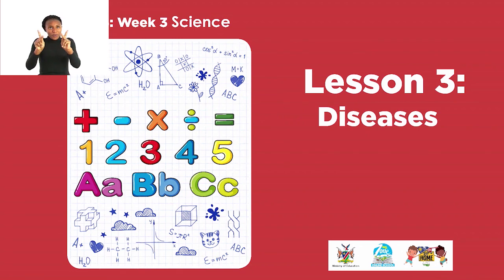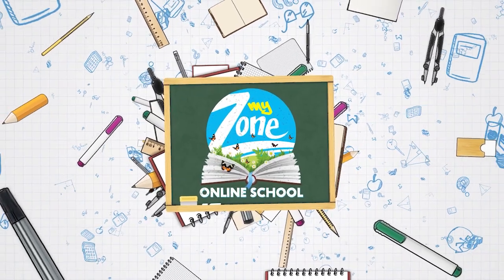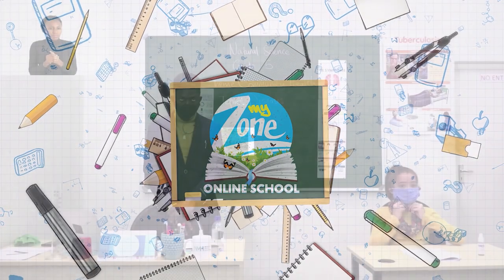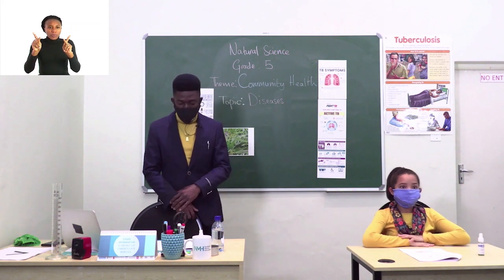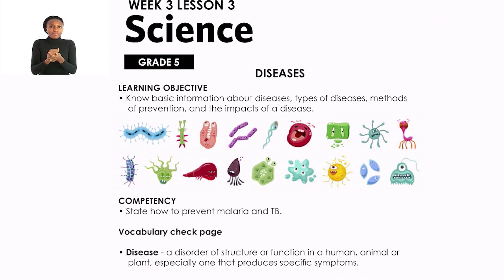Right. Today's lesson is on diseases. All right, grade 5s. Let us turn to page 19 for today's lesson. Our learning objective for today is to know basic information about diseases, types of diseases, the methods of prevention, and the impacts of a disease. Our competency for today is to state how to prevent malaria and TB. We'll begin by checking our vocabulary, which today's word is disease.